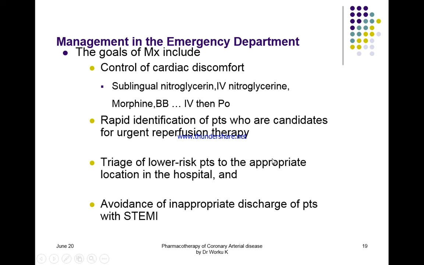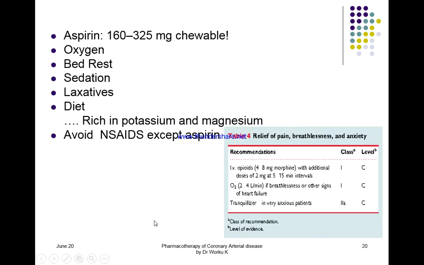Triage of low-risk patients to the appropriate location in the hospital. If the patient will not need reperfusion therapy, we'll admit them and there's no need to keep them in the emergency department. Avoid inappropriate discharge of patients with ST elevated myocardial infarction. Don't discharge a patient with ST elevated myocardial infarction before stabilizing.